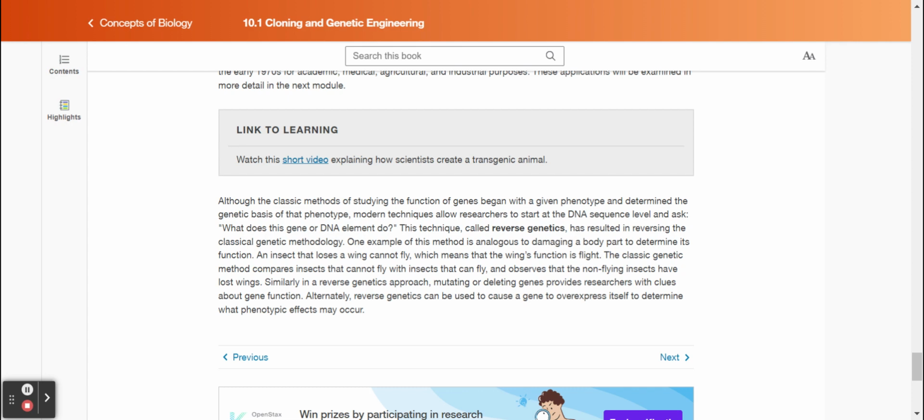One example of this method is analogous to damaging a body part to determine its function. An insect that loses a wing cannot fly, which means that the wing's function is flight. The classic genetic method compares insects that cannot fly with insects that can fly and observes that the non-flying insects have lost wings. Similarly, in reverse genetics approach, mutating or deleting genes provides researchers with clues about gene function. Alternately, reverse genetics can be used to cause a gene to overexpress itself to determine what phenotypic effects may occur.